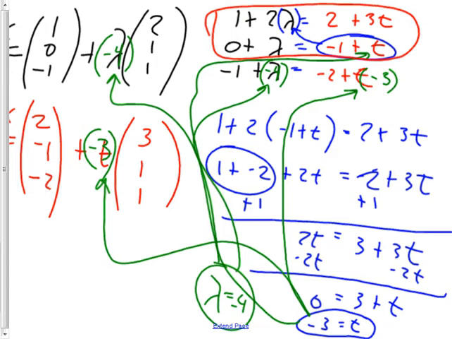What did you get? I got -7, -4, -5. Raise your hand if you got -7, -4, -5. Okay, awesome. That's the spot they both share.